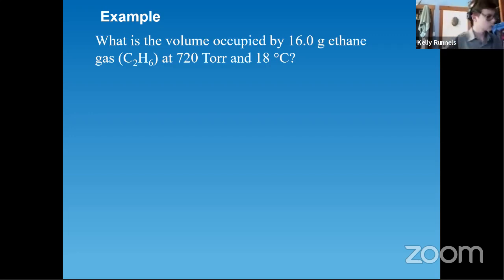Okay, let's see here. 16.0, that's 3 sig figs, divided by 30.03. Okay, so 0.53 moles. PV equals RT. Okay, and convert to atmospheres.